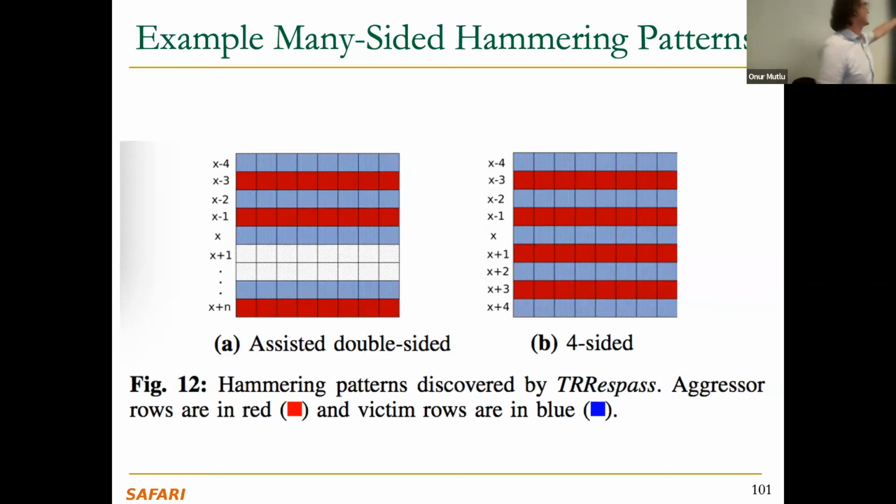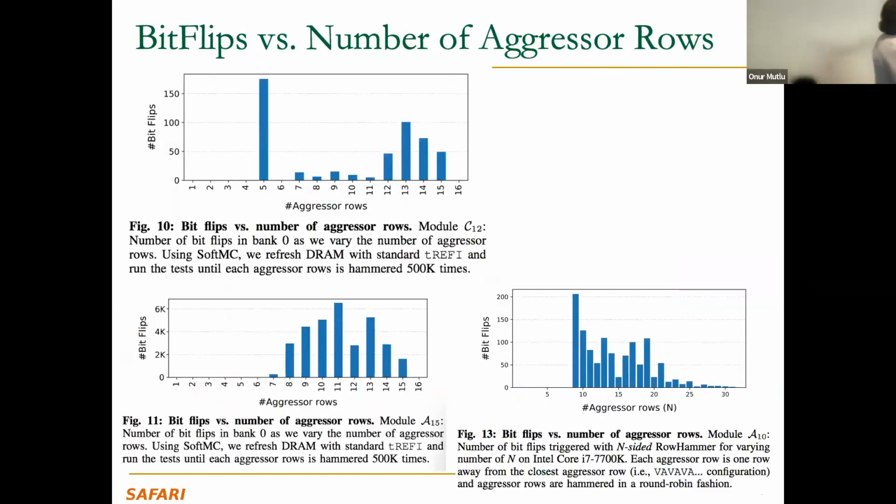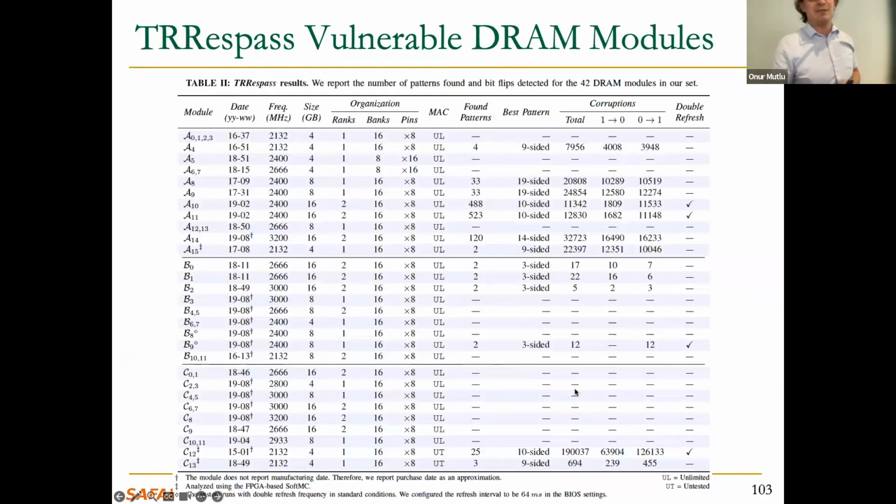So this is an assisted double-sided, a 3-sided attack, a 4-sided attack. And you can see that even though we don't get bit flips with 1 or 2-sided attacks, we can get bit flips in this particular module after 5-sided attacks. In this particular case, 9-sided attacks, etc. And we were able to induce bit flips in 30% of the modules from all three major manufacturers. As you can see, in some cases, the most effective attacks were 19-sided.